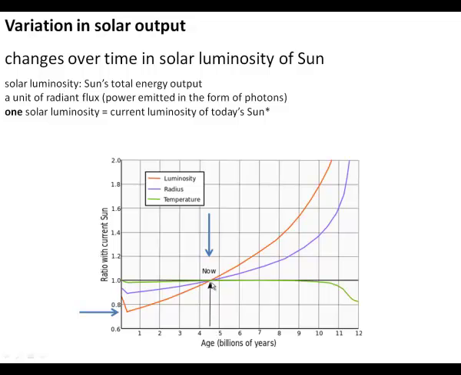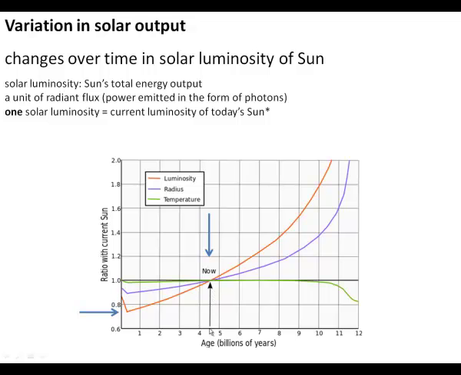What we're going to do is take the value of 1 solar luminosity for the value today, and what I want you to have a look at here is the red line, which is showing through time the luminosity of the sun. So what you're seeing here is that the luminosity of the sun has not been constant over geological time.